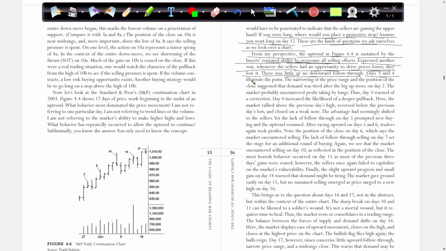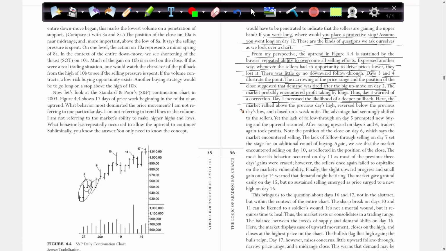Days 3 and 4 illustrate the point. The narrowing of the price range and the position of the close suggested that demand was tired after the big up move on day 2. The market probably encountered profit taking by longs, thus day 3 warned of a correction. Day 4 increased the likelihood of a deeper pullback.